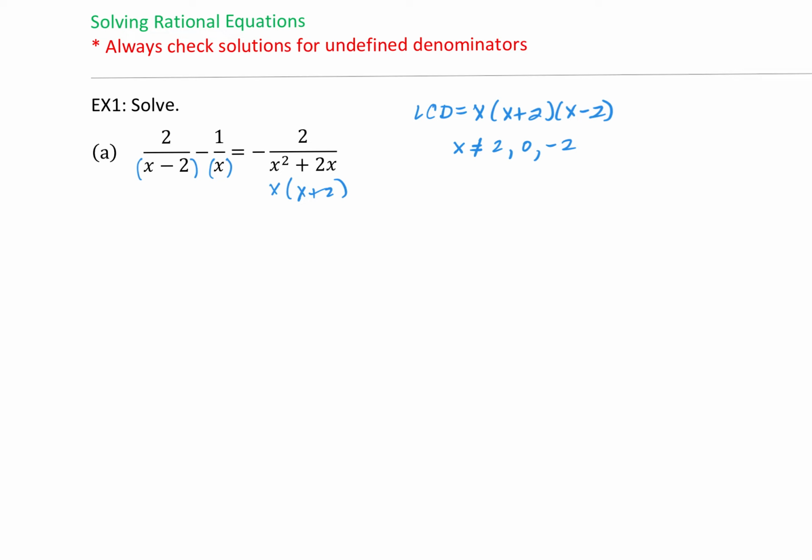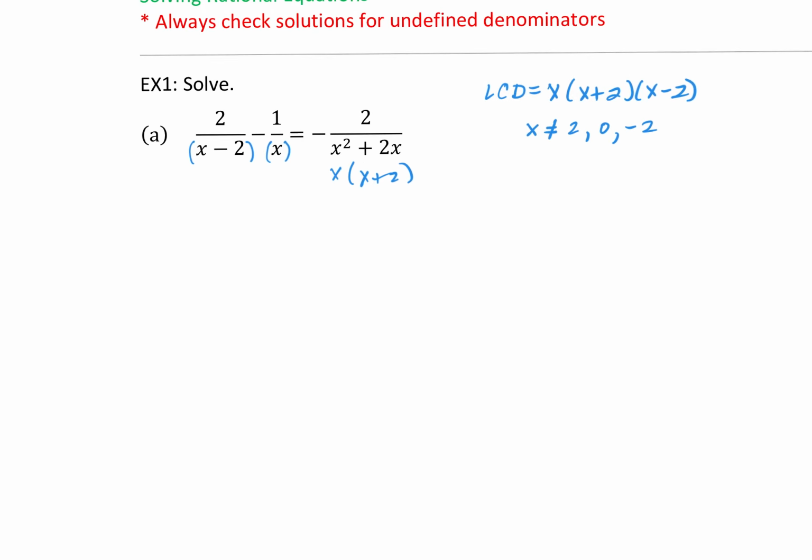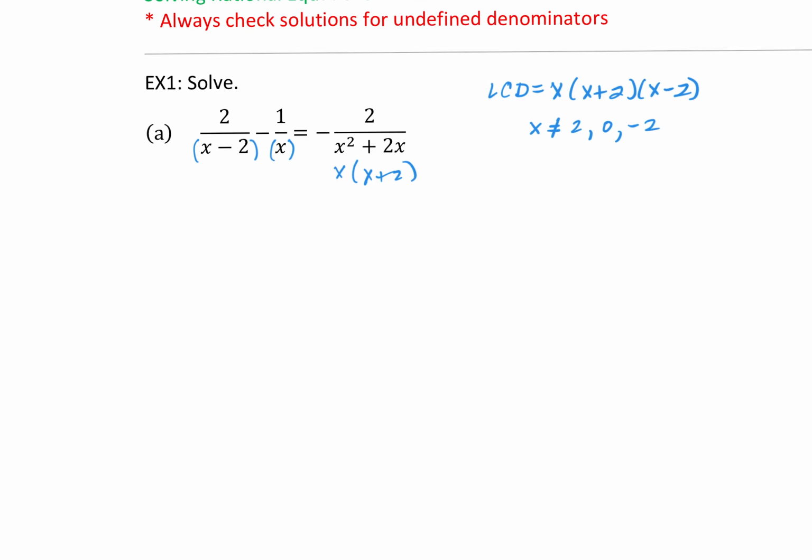So I'm going to solve by clearing my fractions. Now, typically I would multiply both sides of the equation by the LCD and reduce, but I'm going to do a shortcut. If you look at this first denominator, the x minus 2, what's missing from the LCD is the factor x and the x plus 2. So all I really have to do is take the 2 in the numerator and multiply by what's missing, which would be the x and the x plus 2.